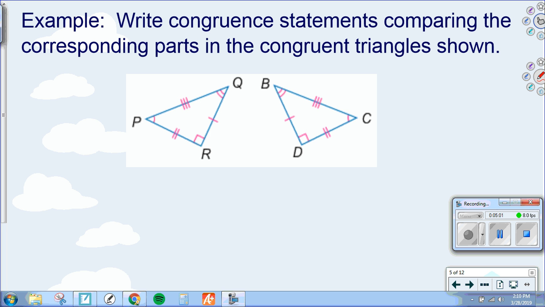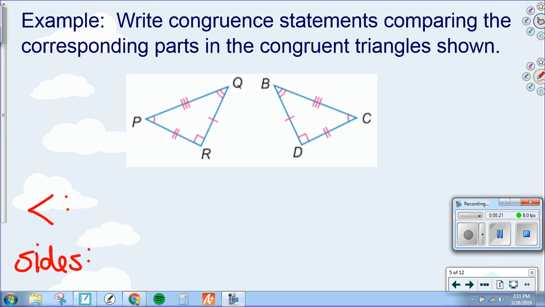In our next example, we have to do the same exact thing, write congruent statements comparing corresponding parts from the congruent triangles shown. Go ahead and copy both of those triangles down, including all of the tick marks that are up here and the arches in each of the angles. Okay, who can give me a pair of corresponding angles?